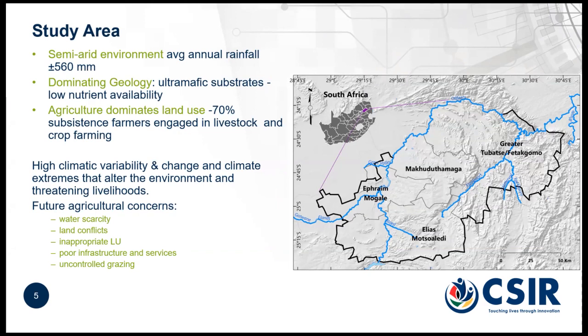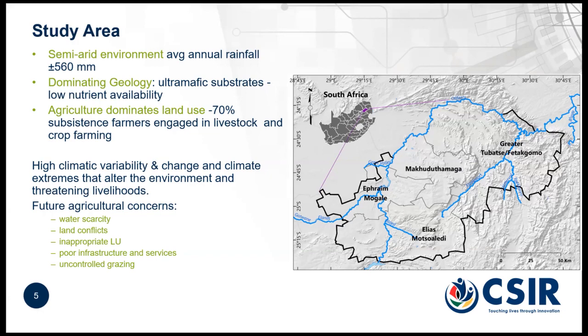So high climatic variability and change in climate extremes have altered the environment in the area, threatening the livelihoods of vulnerable rural communities. Then future agricultural concerns in the area include water scarcity, land conflicts, inappropriate land use, poor infrastructure and services, and also uncontrolled grazing, all of which threaten the environment and contribute to land degradation.